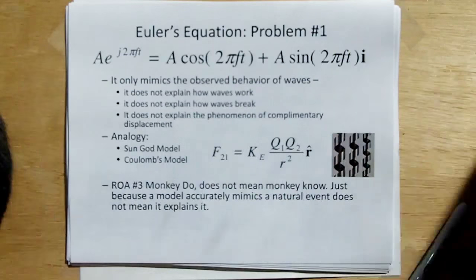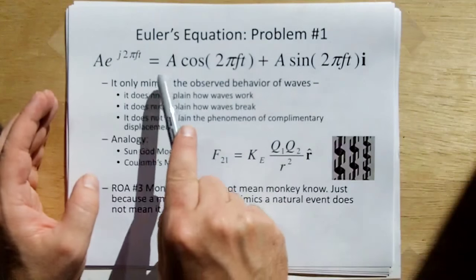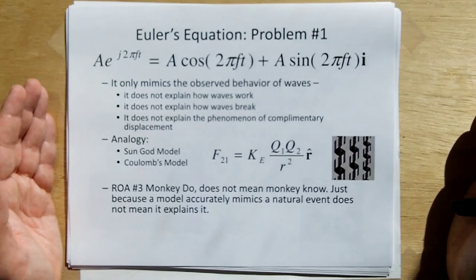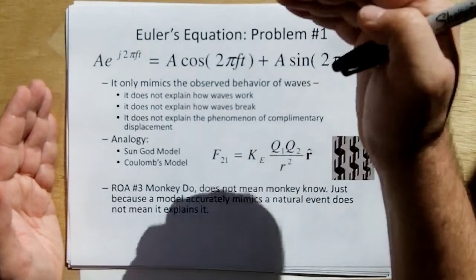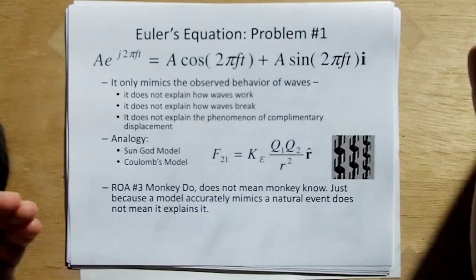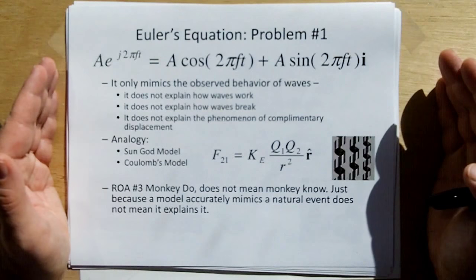Okay, so therefore, this only mimics the observed behavior. It doesn't explain why a wave takes a sinusoidal shape. It just says it is. And this is a way to say this is where it's going to be at time t, at time t plus 1, and this is going to be the height and the velocity. This is just a mimic of the observed phenomenon. It is not an explanation of how waves work.